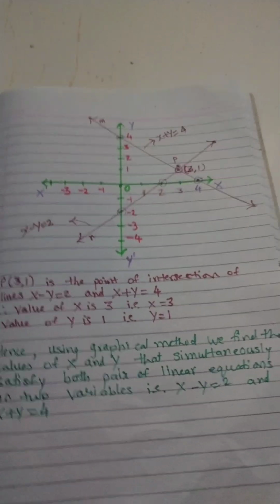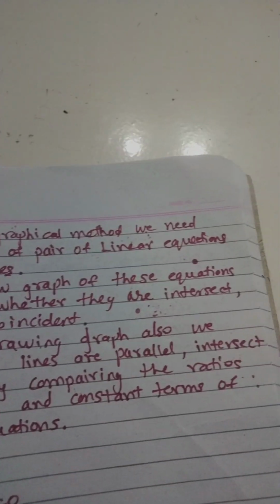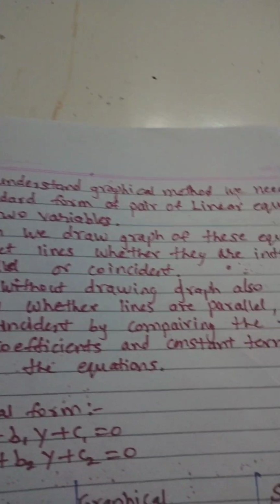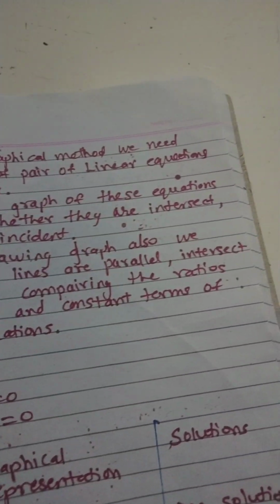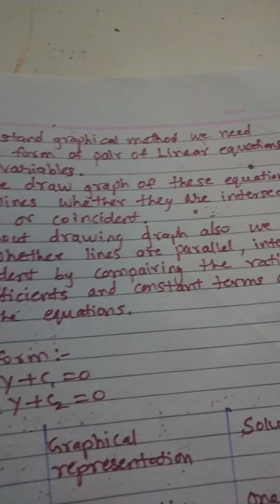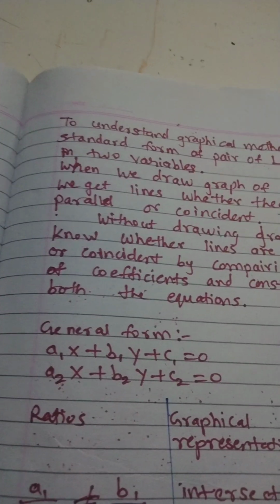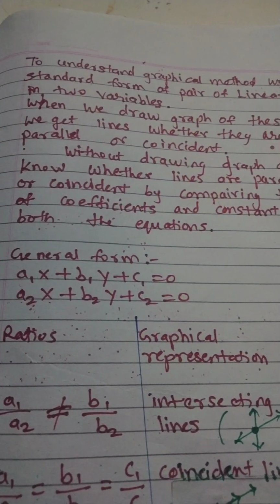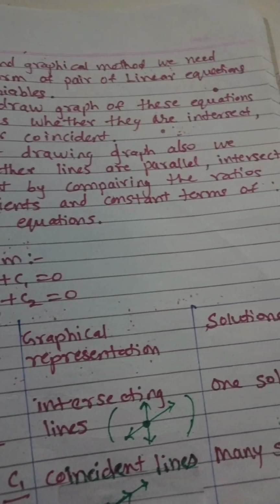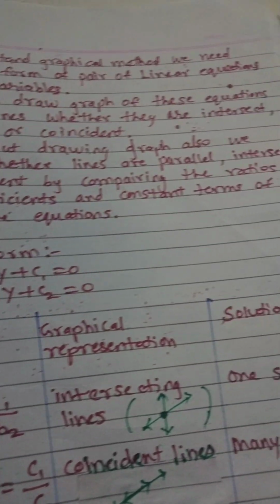So to understand the graphical method, we need the standard form of a pair of linear equations in two variables. When we draw the graph of these equations, we get lines that are intersecting, parallel or coincident. Without drawing the graph, we can also know whether the lines are parallel, intersecting or coincident by comparing the ratios of coefficients and constant terms of both the equations.